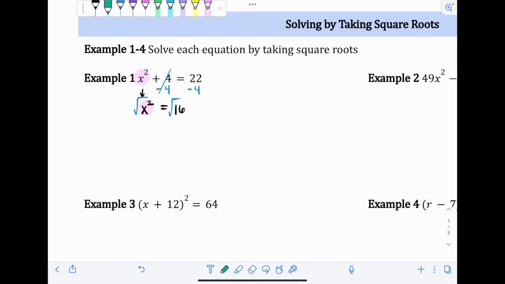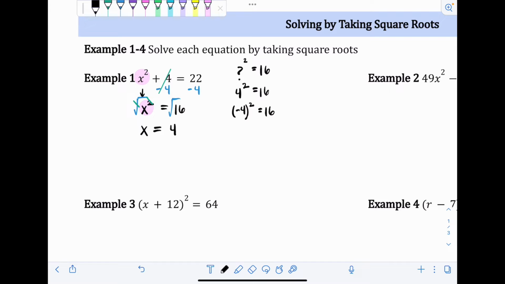When I square root the left side, it just cancels out the power and leaves me with x. That's exactly what we want when we're solving, to get down to x equals. I know that the square root of 16 is asking what number squared equals 16, so I know it's 4. However, when we're solving, we have to take into consideration all the possible values of x here. If I take 4 and I square it, that's 16. But if I take negative 4 and I square it, that's also 16.